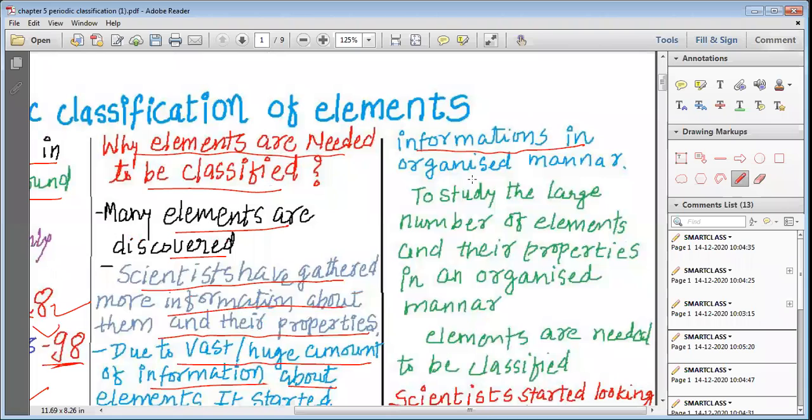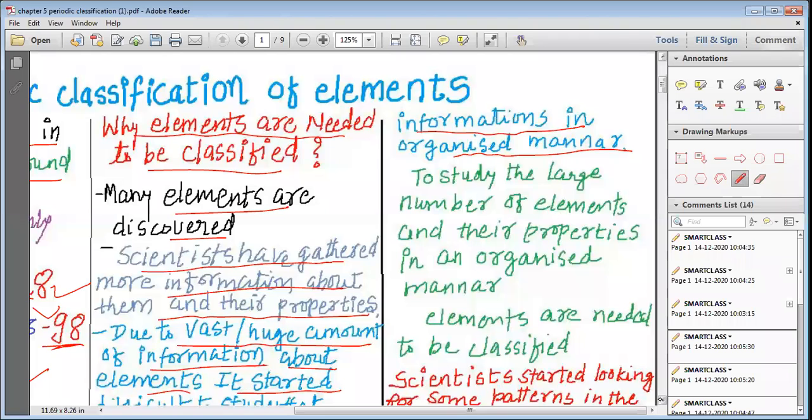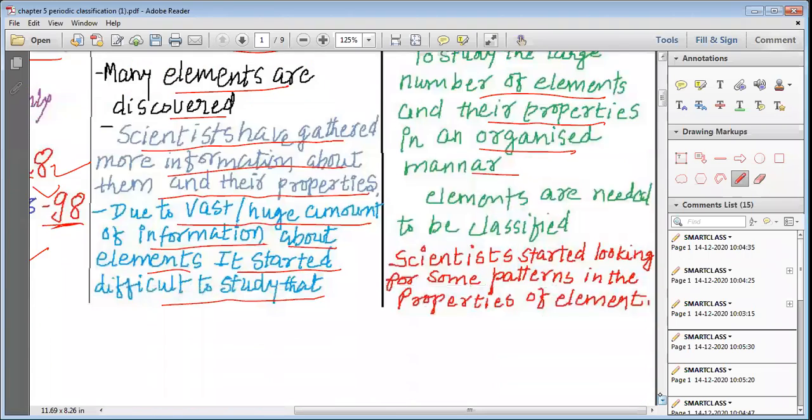So there started the need to organize the information about elements in an organized manner. To study the large number of elements and their properties in an organized manner, elements needed to be classified. This was the major reason that, to study the elements in an organized manner, there was a need of classification of elements.